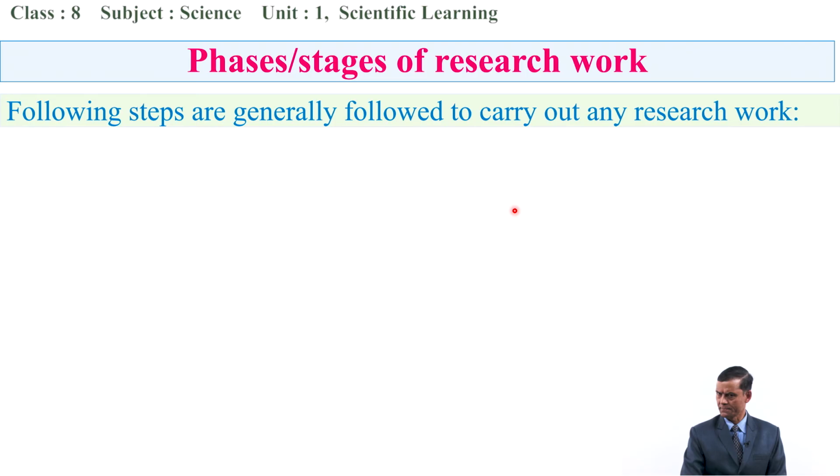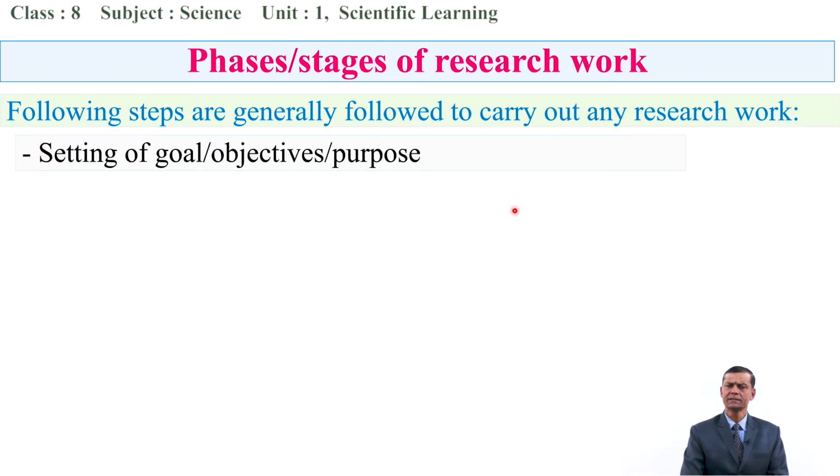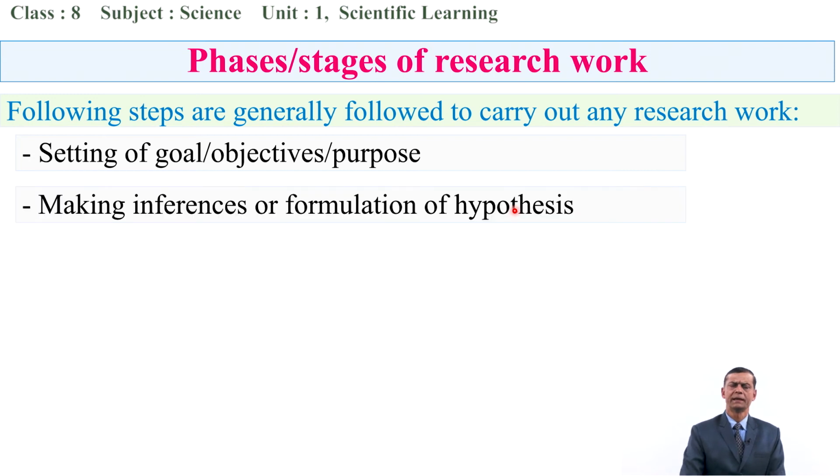What are the steps of that? Setting of goal or objective or purpose, purpose of the research, goal of the research and objective. Why should we do that? Then making inference or formulation of hypothesis. Hypothesis means expected result. What would be obtained after completing the research? That is hypothesis.